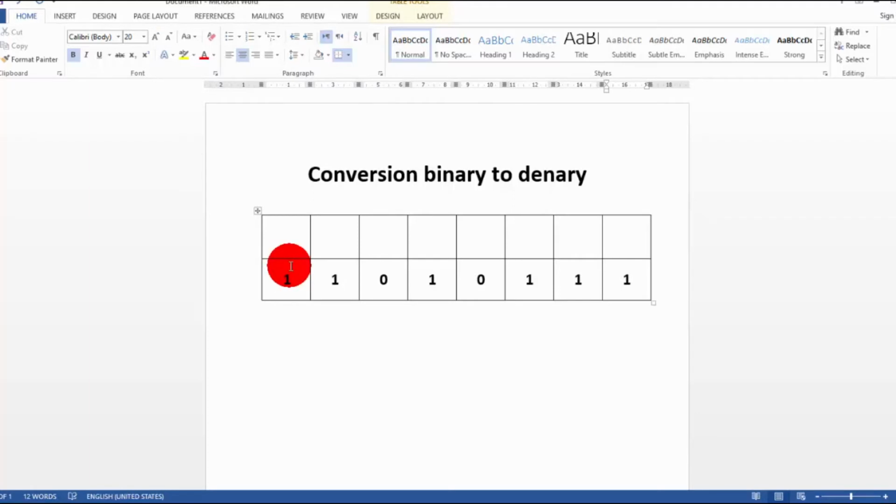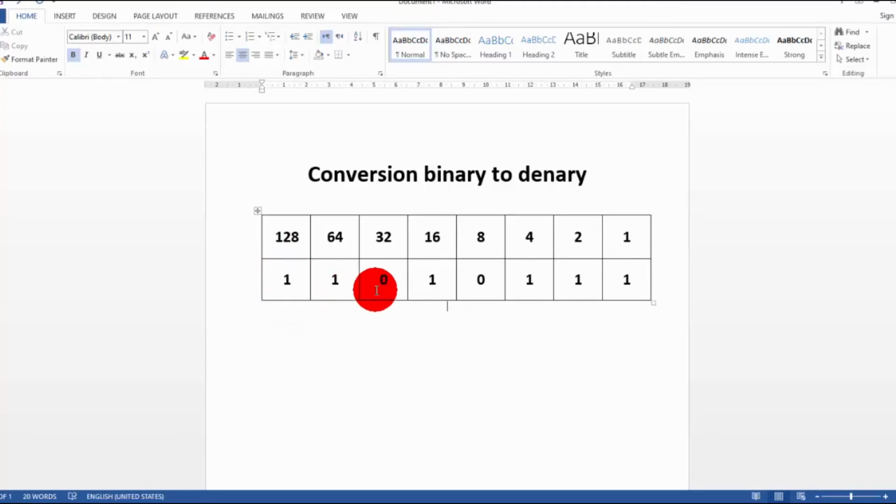Okay, now I have to place the 1 to 4 method: 1, 2, 4, 8, 16, 32, 64, and then 128. Now what I have to do is focus on the numbers which contain only 1, right? Ignore the number 0. Okay, now 1 to 8. Let's start with the 1.